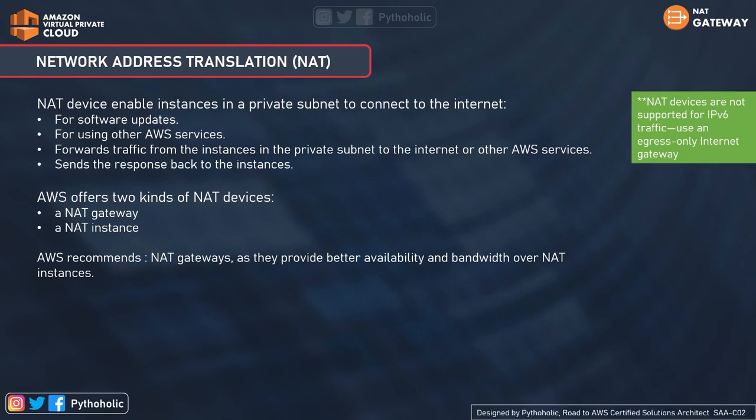So along with that, it helps us during software updates, or if we want to access other AWS services. It also helps us forward traffic from the instances in the private subnet to the internet or other AWS services, and also sends the response back to the instances. For this, AWS offers two kinds of NAT devices. The first one is the NAT gateway and the other one is the NAT instance. AWS recommends that we make use of NAT gateways as they provide better availability and bandwidth than NAT instances. Don't worry, we will get to know about both of them. So now let's start off with the NAT gateway.